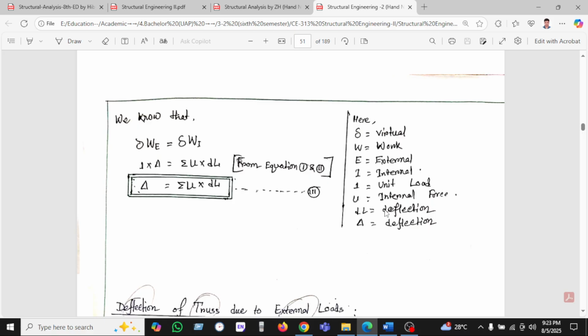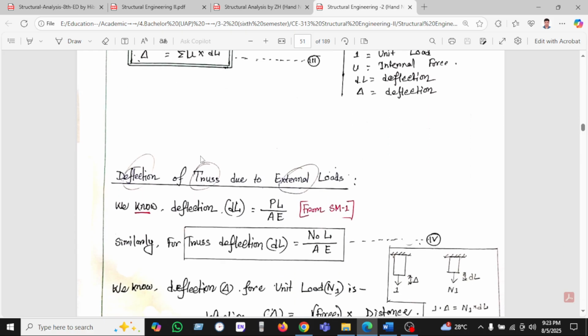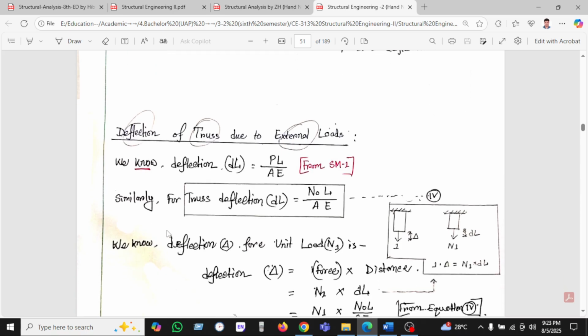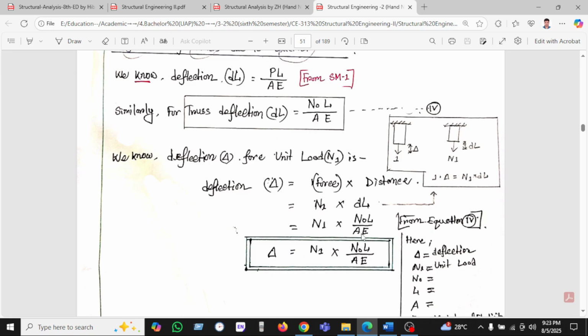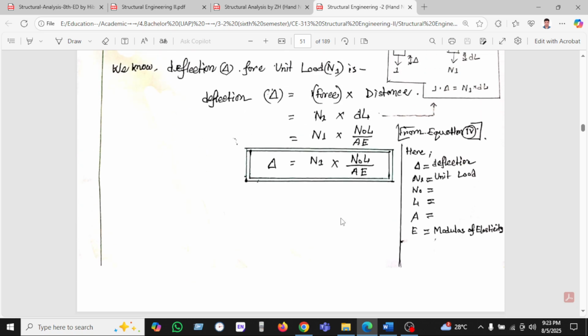So here all the notation is given. You can see the deflection of a truss due to external load. We know from solid mechanics that delta equals PL over AE. Similarly we can use the deflection delta L equals N into L over A into E. So the deflection due to the unit load N1 is force into displacement, N1 into delta L. All the notation is given here.